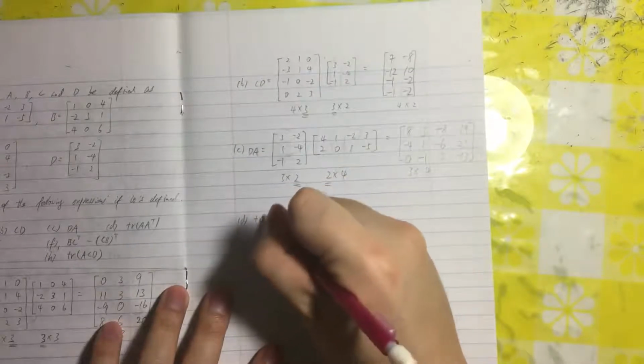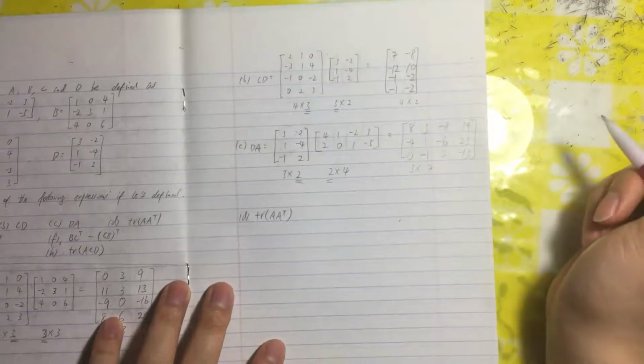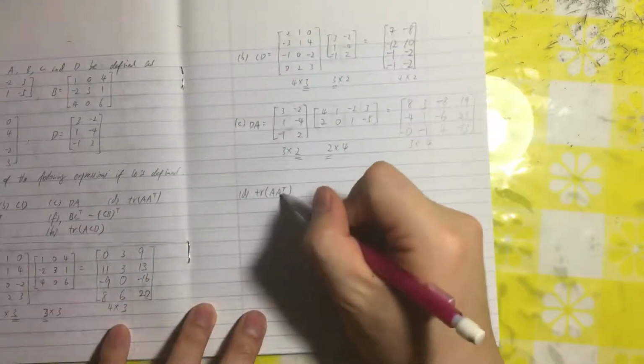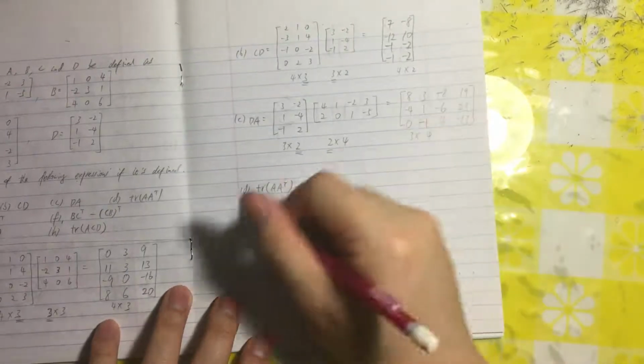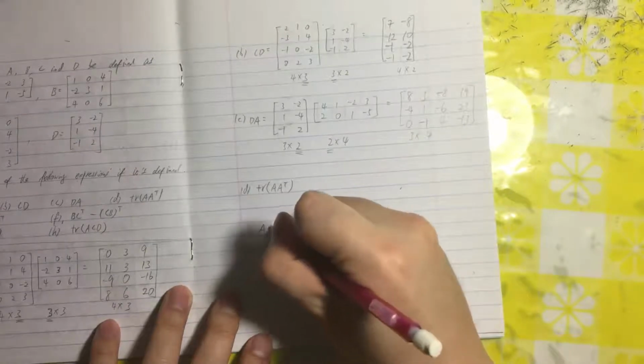Next, let's compute the trace of A times A complement. Let's compute A times A complement first, then we compute the trace. A times A complement.